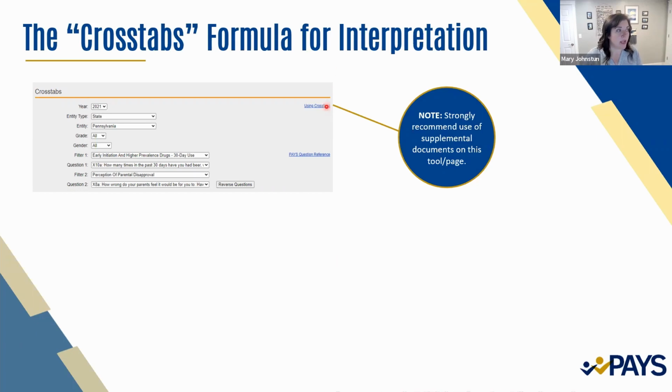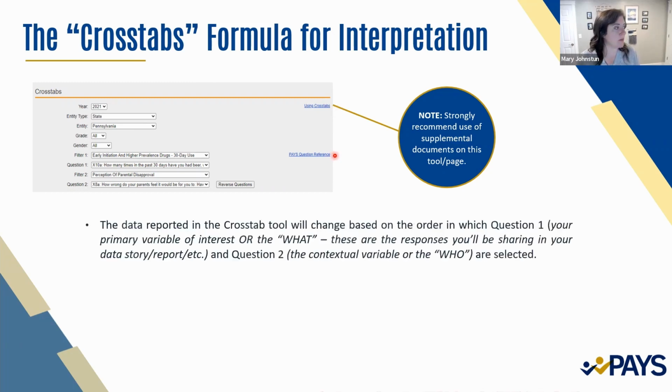A quick note, there is a nice page that will walk you through the Crosstabs tool and provide some instruction. The PACE question reference is a really wonderful reference that will allow you to look at all questions to see what's available. Let's dive into this more. The data reported in this tool are going to change based on what you select for question 1 and question 2, and the order in which they are selected.